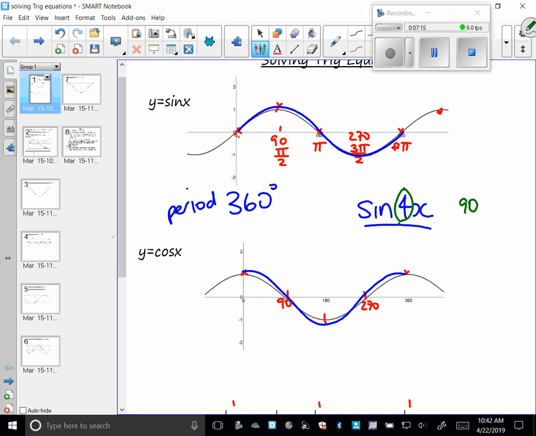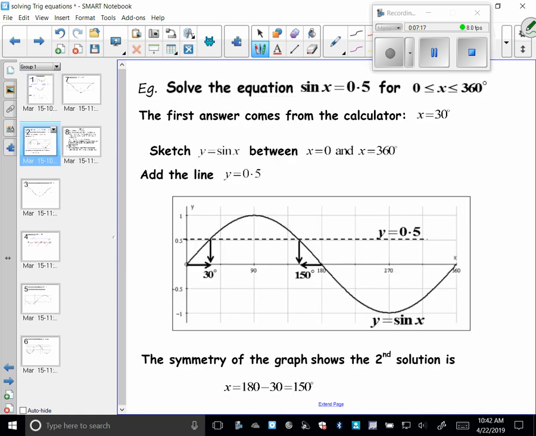Right, so let's get on to actually solving stuff. To solve the equation sine x equals 0.5. So this is our equation, and this is a pretty straightforward one. We're trying to say which value of x could I have here that when I stick it in my calculator, I will get a value of 0.5?